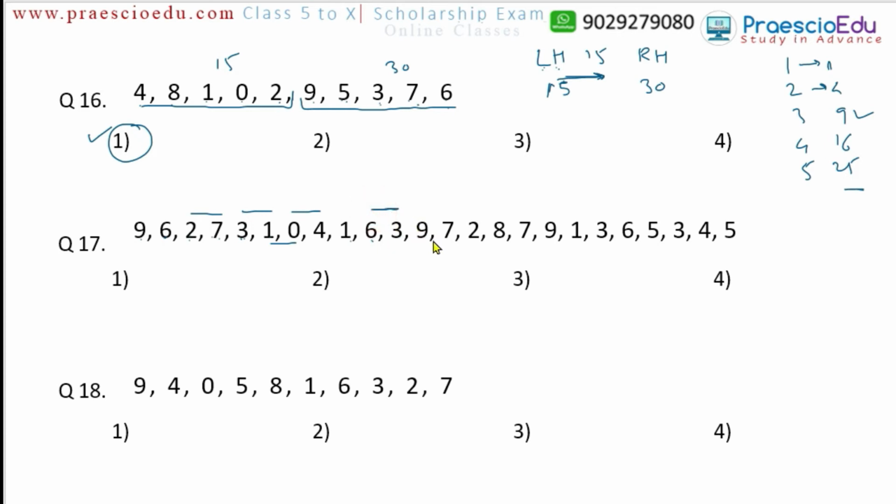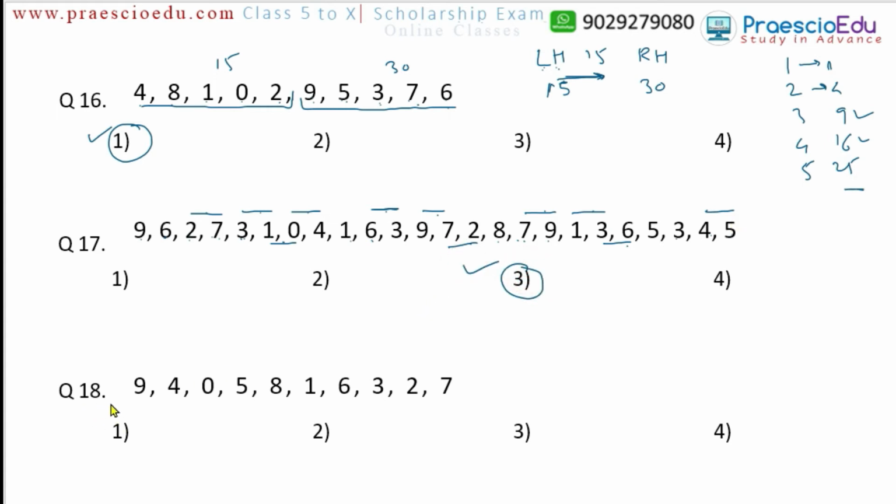Then 9 plus 7, 16. Yes, 16 can be a square number, it is possible. Then 7 plus 2 is 9, possible. Then 8 plus 7, 15, not possible. Then 7 plus 9, yes, 16 is possible. Then 1 plus 3, 4, possible. Then 3 plus 6, 9, it is possible. Then after this one, 3 plus 4, 7, 4 plus 5, 9, yes, 9 is possible. So we have to count 1, 2, 3, 4, 5, 6, 7, 8, 9, 10, 11. 11 times we got adjacent digits that sum to a square number. So this 11 is mentioned in option number 3.